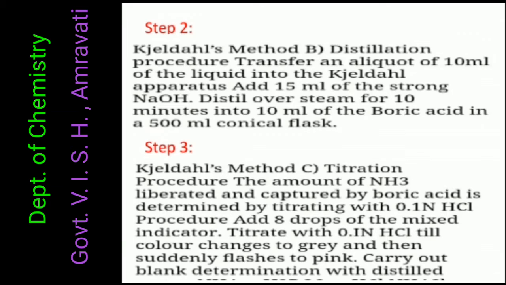In step 3, there is a titration. In the titration procedure, the amount of NH3 liberated and captured by boric acid is determined by titrating with 0.1 normal HCl. Add 8 drops of the mixed indicator. Titrate with 0.1 normal HCl till the color changes to grey and then suddenly flashes to pink. Carry out blank titration with distilled water.